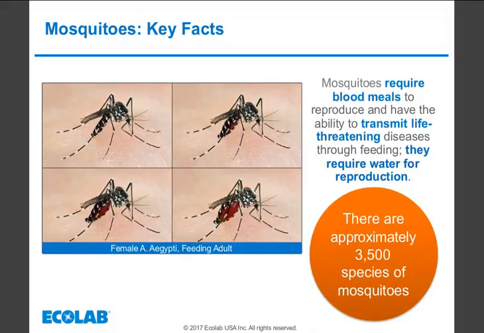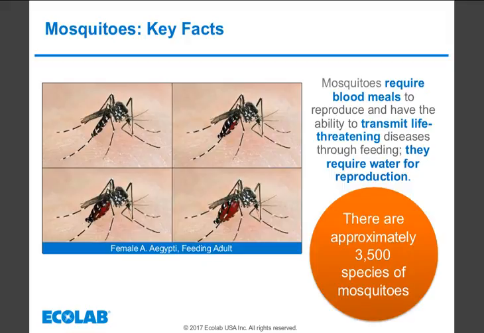Before we get more into the detail around Zika, I'd like to take a few moments to discuss some general facts around mosquito biology and behavior. Mosquitoes require two important things. One is a blood meal for the females to reproduce, and the other is water for the aquatic stages to develop into adults. In many areas of the world, they're more than just a nuisance pest, and they have the ability to transmit several life-threatening diseases that I mentioned on the previous slide.